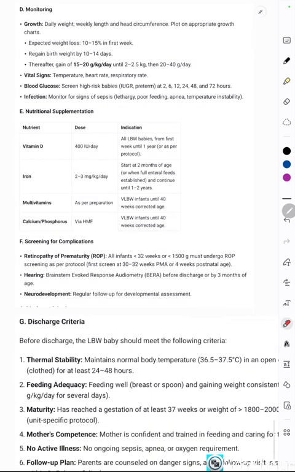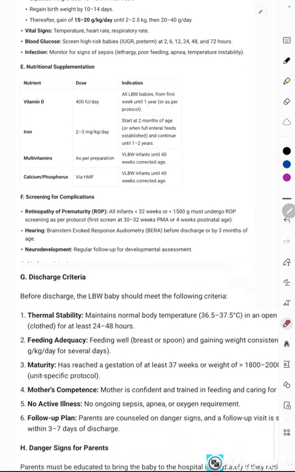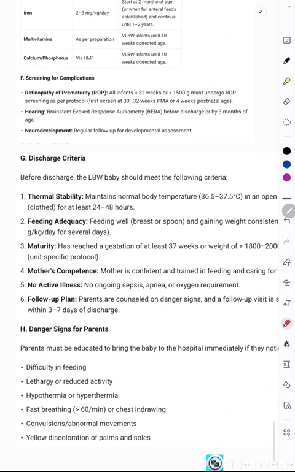Then nutrient supplementation, because breast milk lacks vitamins K, B, and D. So vitamin K in these high risk babies is given at 1 to 5 milligram intramuscular injection at the time of birth. Vitamin D 400 international units per day is necessary. Then iron 2 to 3 milligrams per day, starting at 2 months of age. Then multivitamins as per the preparation, and calcium and phosphorus are given by the HMF, that is human milk fortifier.